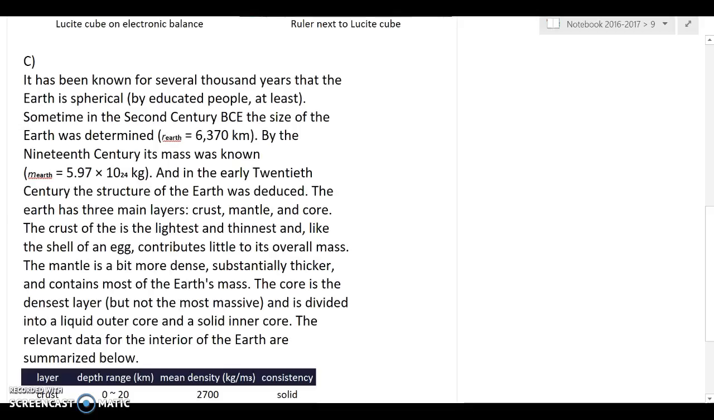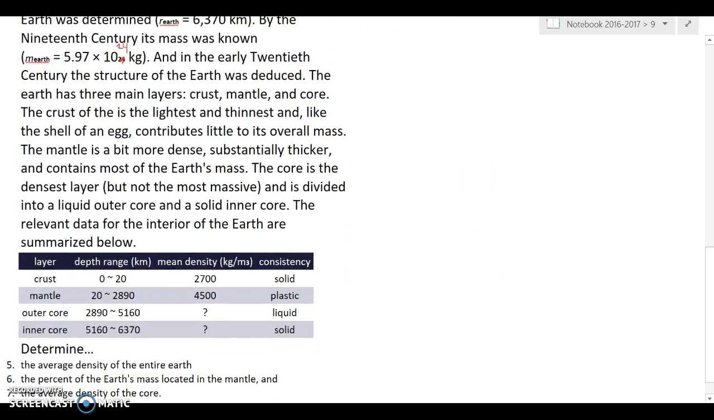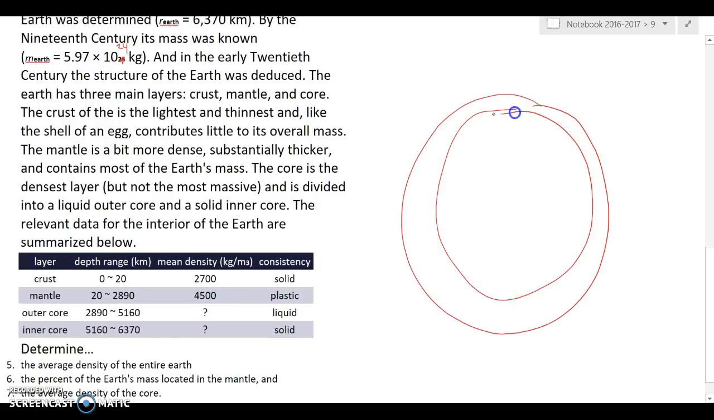By the 19th century, its mass was known. M-Earth, the mass of the Earth, turned out to be 5.97 times 10 to the power 24 kilograms, and there's another mistake there, apologies. And in the early 20th century, we deduced the structure of the Earth. It has 3 main layers. It's got a crust around the outside. There it is. Apologies for the messiness of this. It's got a mantle within that, and it has a core in the middle.